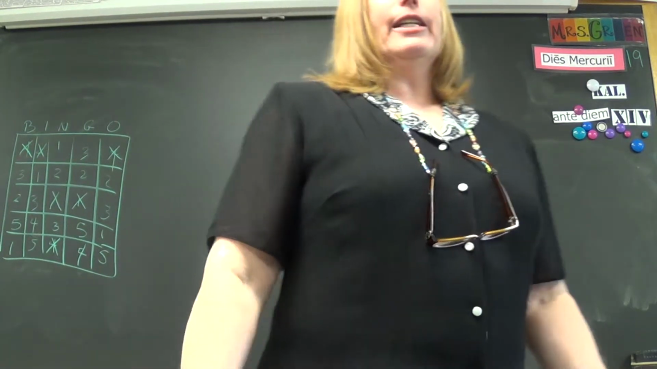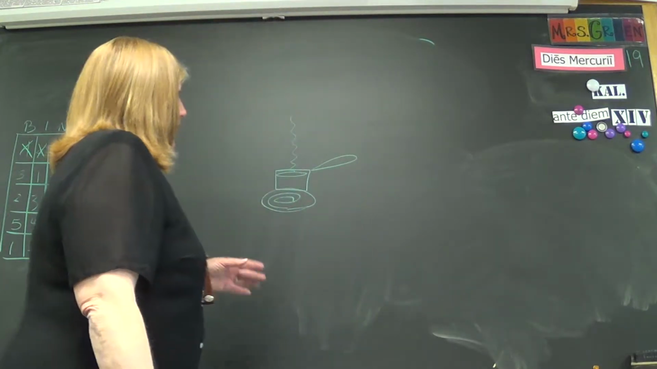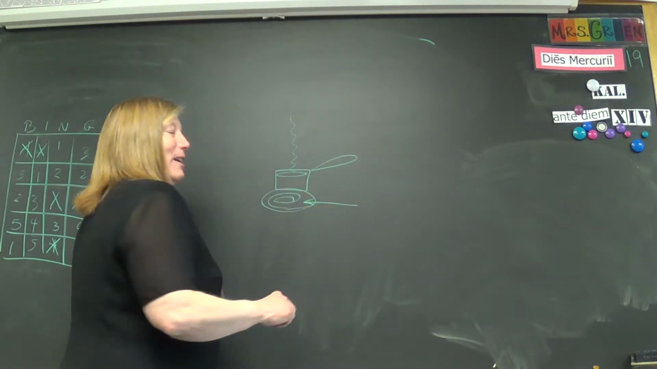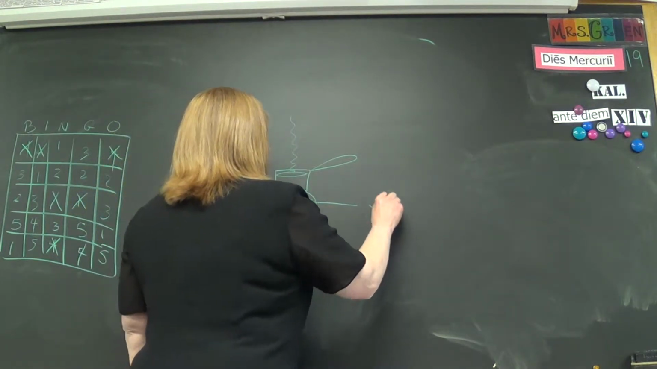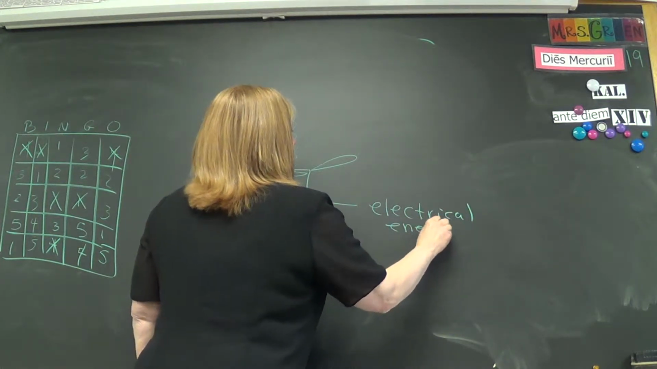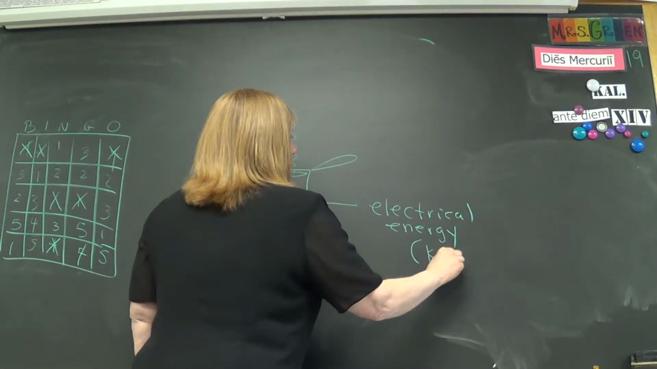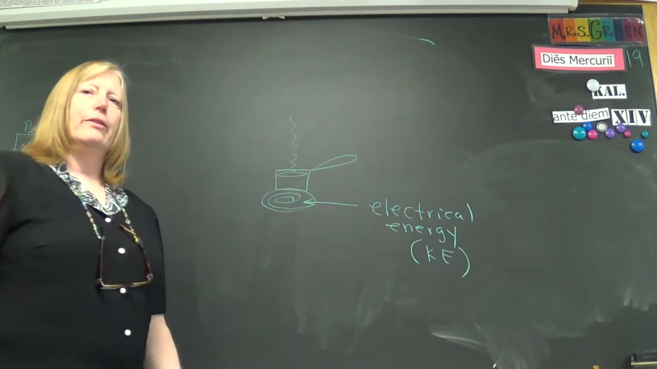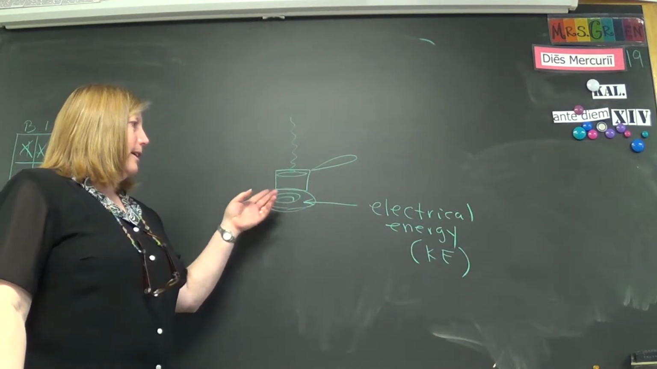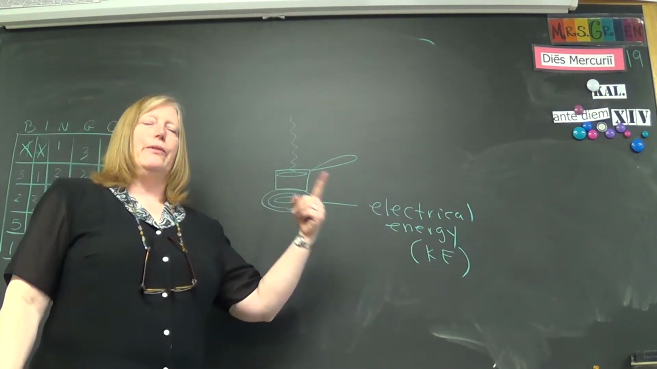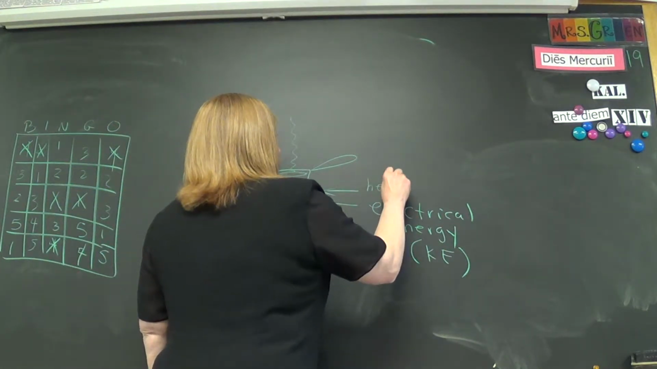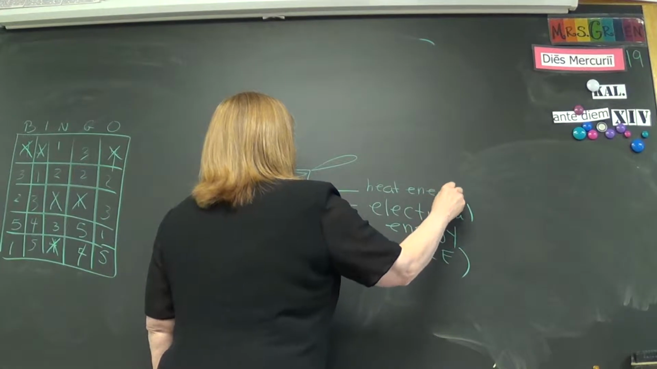All right, here's the kind of energy forms that you should have seen. Because this is an electric stove, we have electricity being formed here, and so that's electrical energy. And it is kinetic, because when we have electrical energy creating the heat, the electricity is moving, so it's kinetic. You may also call that heat energy. So I'll take either of those, or both.